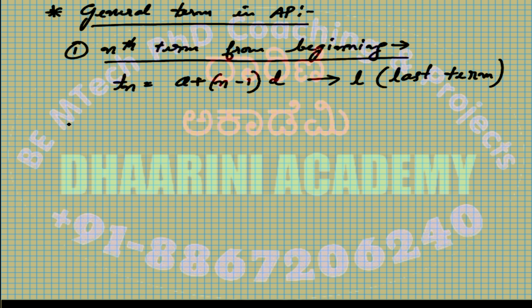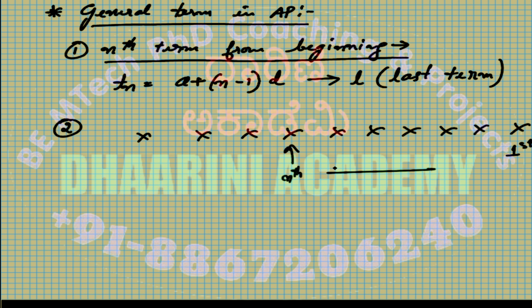Alright, my next one: what if I want to find the nth term of an AP from the last? I had 1, 2, 3, 4, 5, 6, 7, 8, 9, 10. If this is considered as the first, and I want to calculate this as the nth from last, I should still be able to do that. That's why the second type is, I want to find the nth term of an AP from the end.